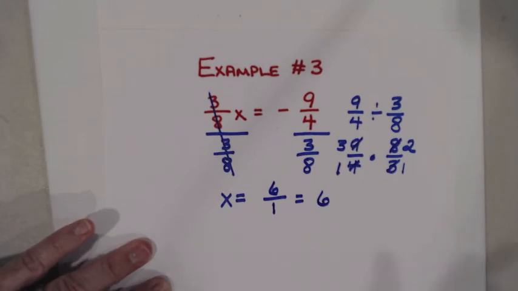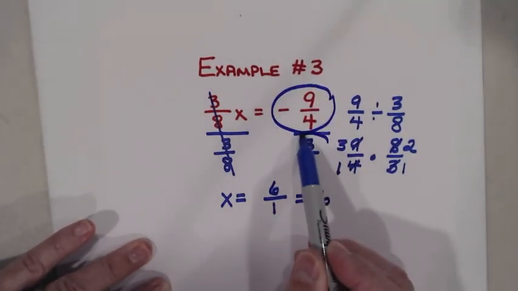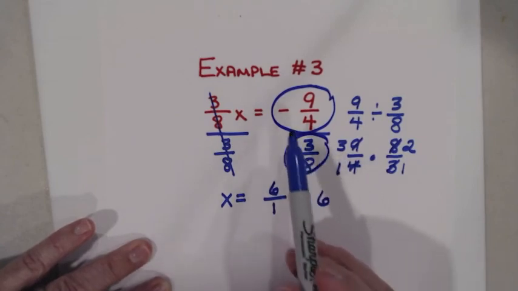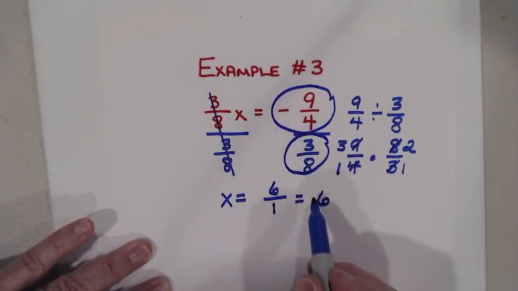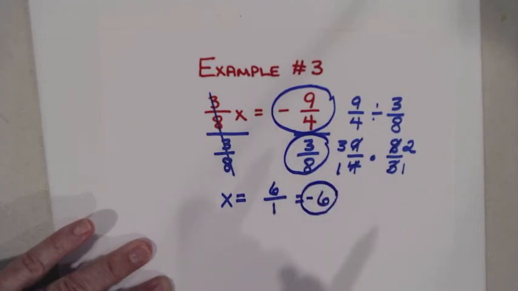Now I need to worry about the fact that I've got a negative being divided by a positive. A negative divided by a positive is a negative. My answer, -6.